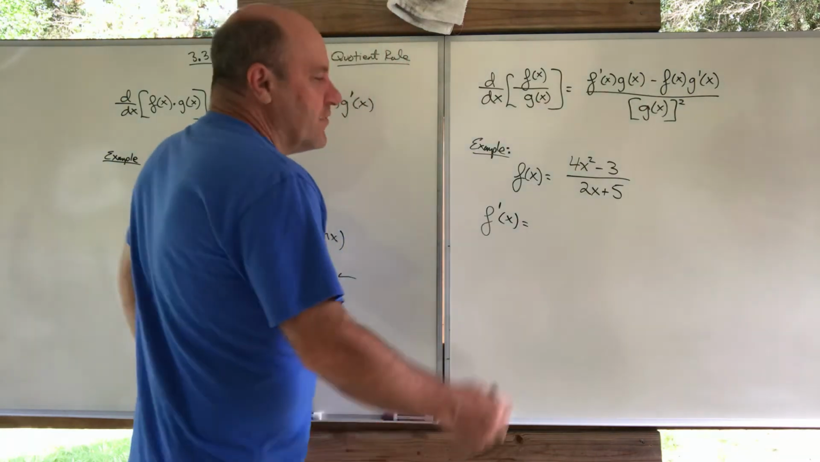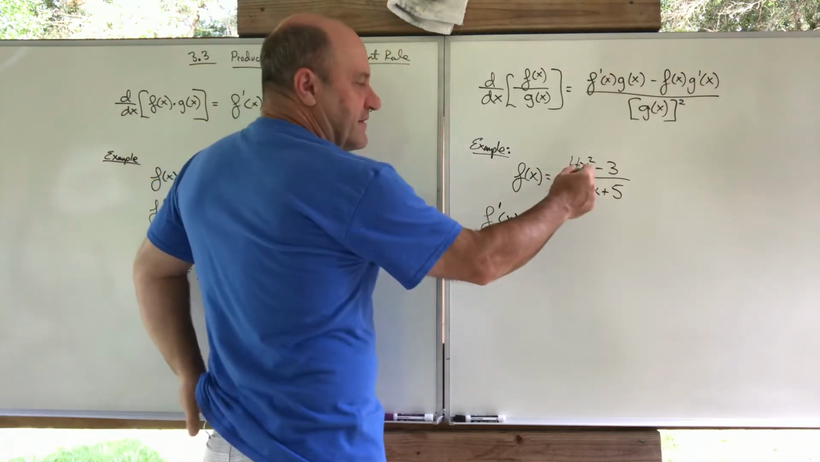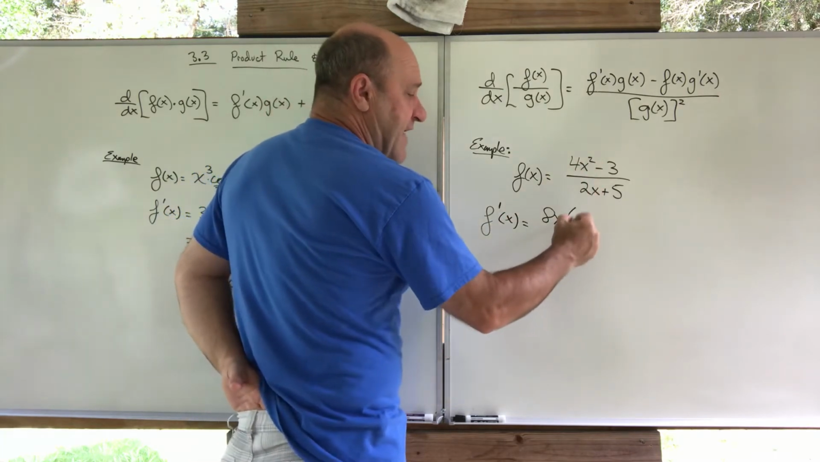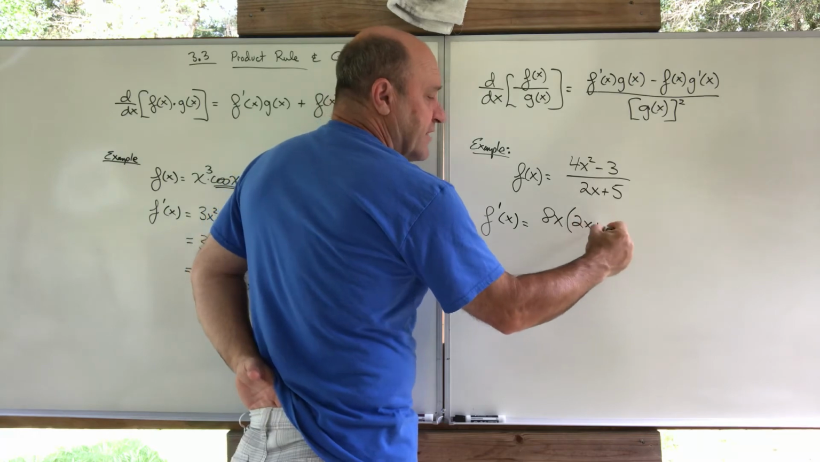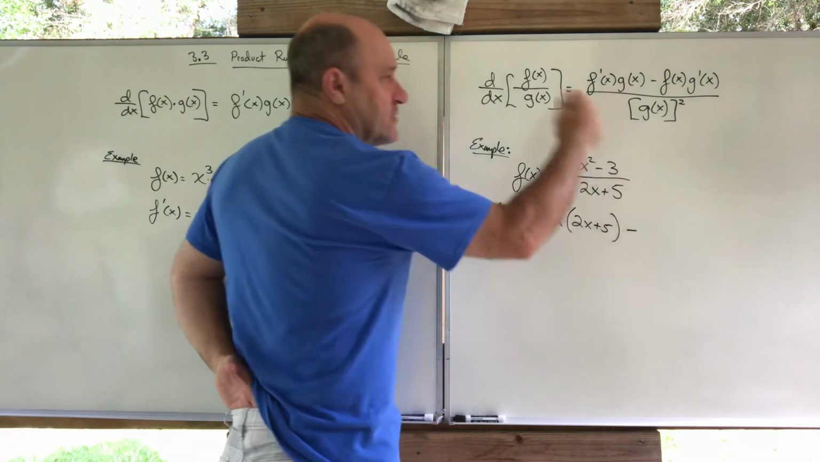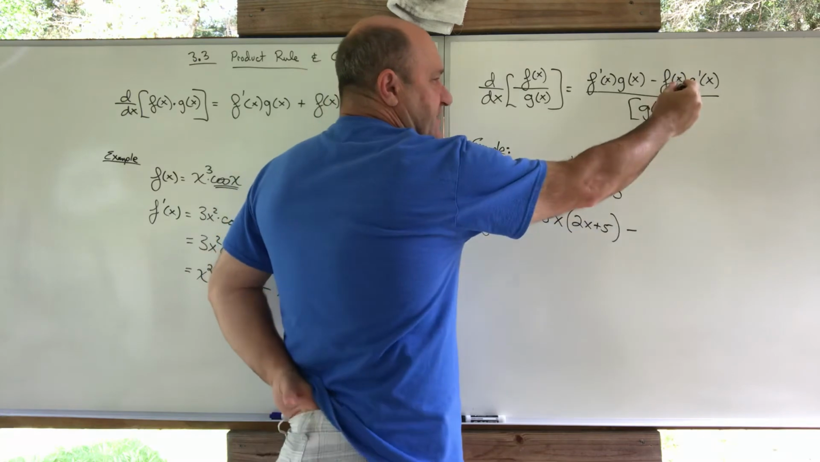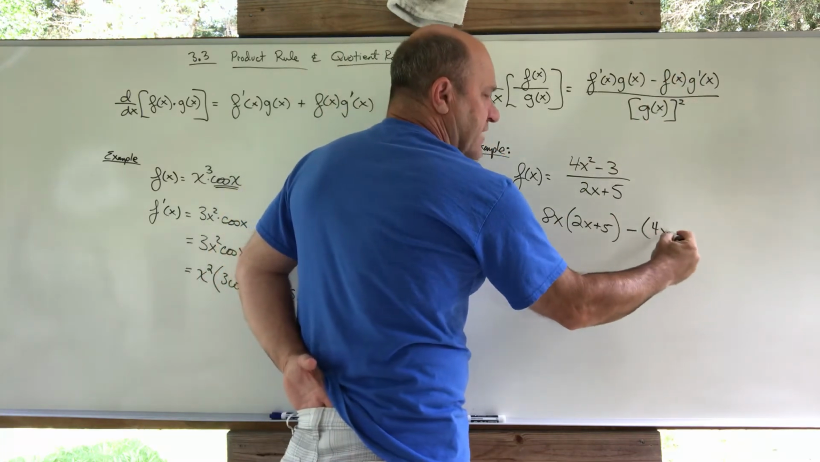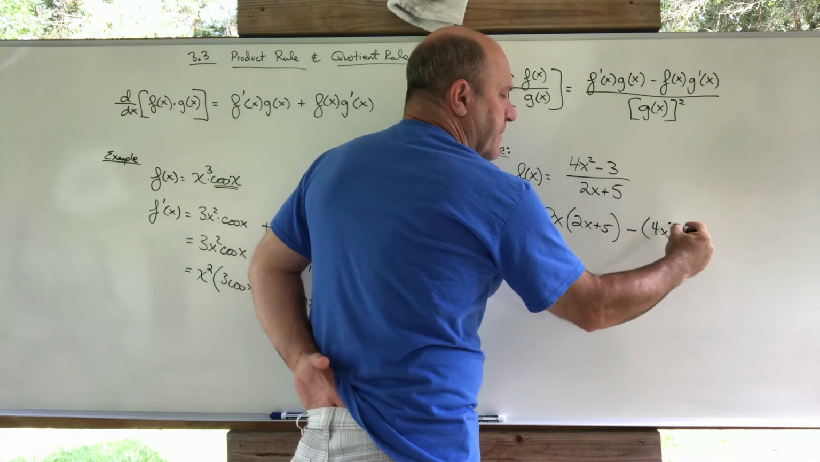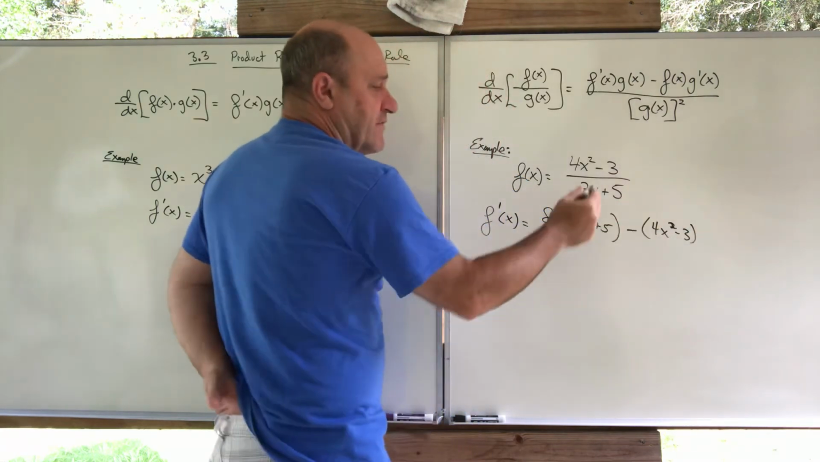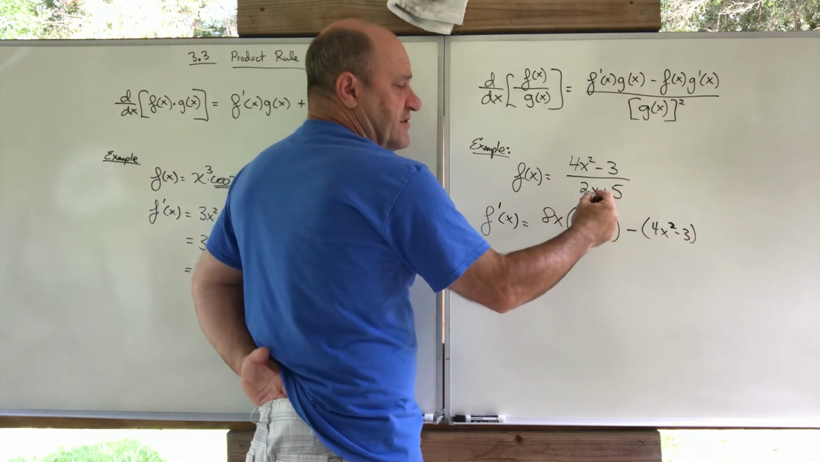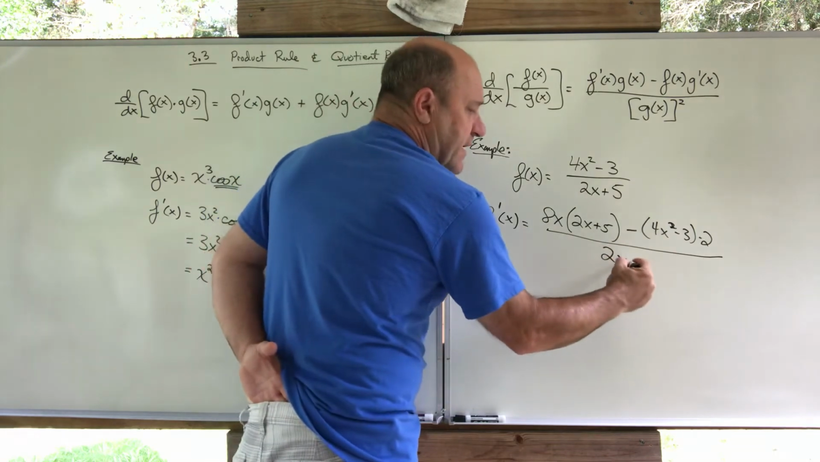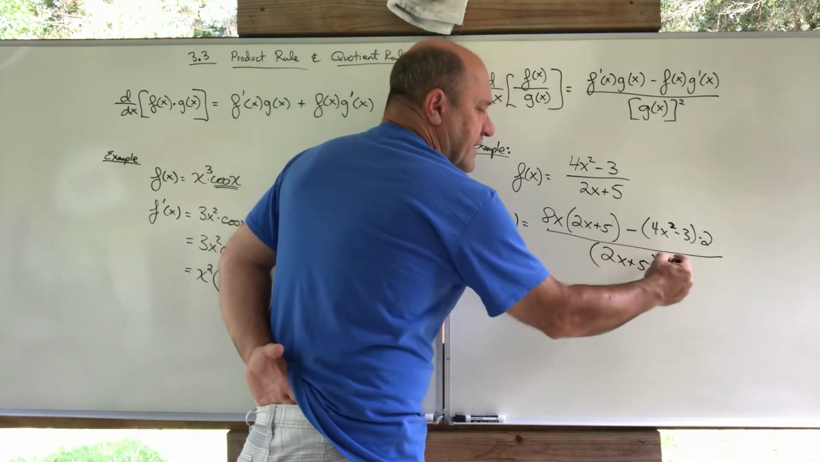Anyway, here we go. The derivative of the top is 8x. I hope that's a nice power rule. Multiply that by the denominator, 2x plus 5. Minus, the quotient rule has a minus sign. Here comes this term. The numerator, f of x, the top, 4x squared minus 3, multiplied by the derivative of the denominator. The derivative of the denominator is just a 2. All over the denominator squared.